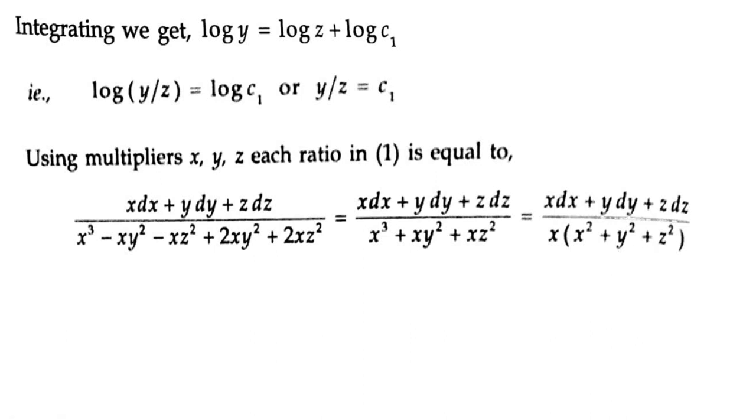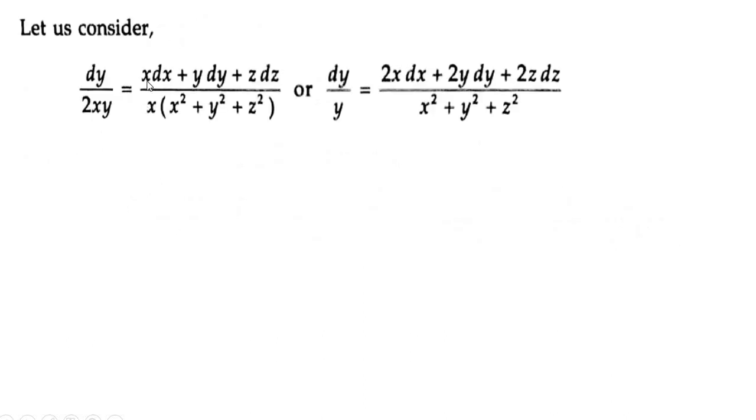So now, after choosing the multiplier, I have x into (x square plus y square plus z square) here. So I'll consider dy by 2xy is equal to x dx plus y dy plus z dz divided by x into (x square plus y square plus z square). Now x will get cancelled on both the sides. You are not supposed to cross multiply because you have x into (x square plus y square plus z square) in the denominator, right? So after x gets cancelled, you just take this 2 to the numerator. So you get 2x dx plus 2y dy plus 2z dz.